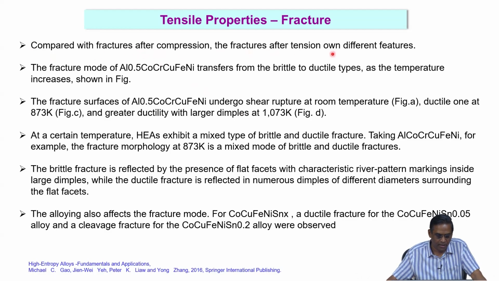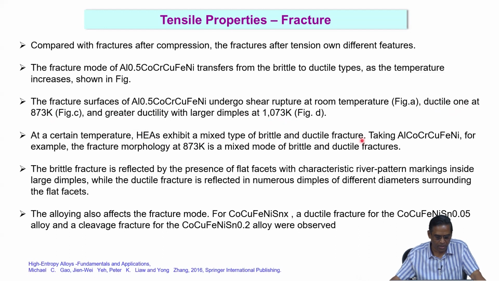So, let us compare the fracture surface after compression and tension in 2 different ways, 2 different features, right. The fracture mode of this alloy transfers from brittle to ductile types as the temperature increases, as we have seen in the previous figure. The fracture surface of this alloy undergoes shear rupture at room temperature, a ductile one at 873, and greater ductility with larger dimples at 1073. We have seen those elongated dimples also.